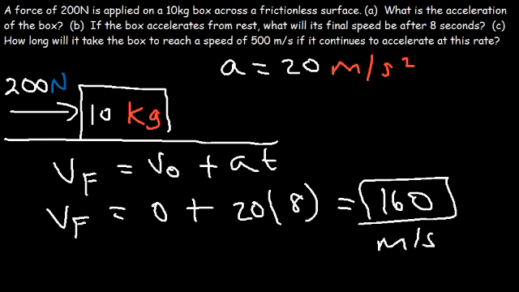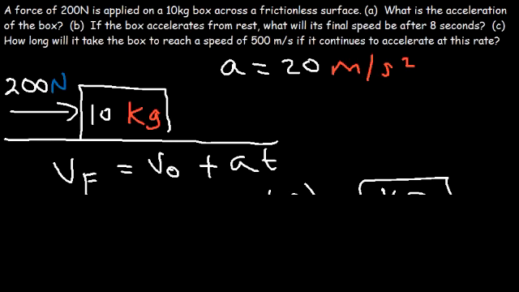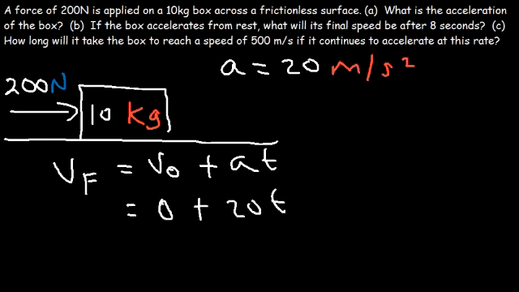Now what about part C? How long will it take the box to reach a speed of 500 meters per second if it continues to accelerate at this rate? So starting from a speed of 0, A is 20. Let's solve for T. The final speed is 500. So we got to divide both sides by 20.